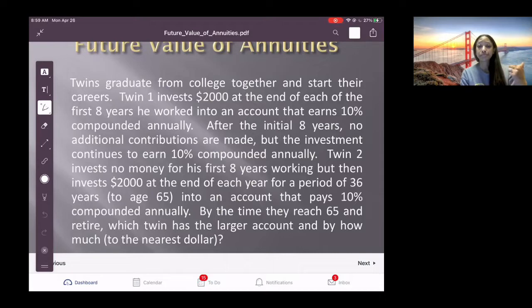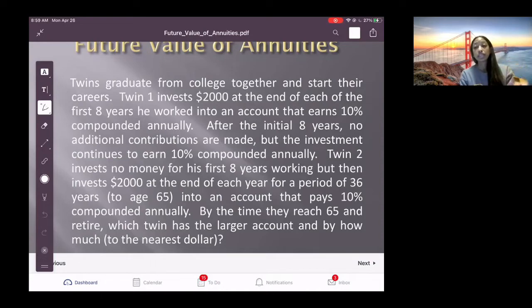But then after the first 8 years, so starting in year 9, he invests $2,000 at the end of each year. He continues this for 36 more years until age 65. That's when he retires. I think that's the current retirement age. Yes, 65. This account also pays 10% interest compounded annually. So both are earning 10% interest compounded annually.